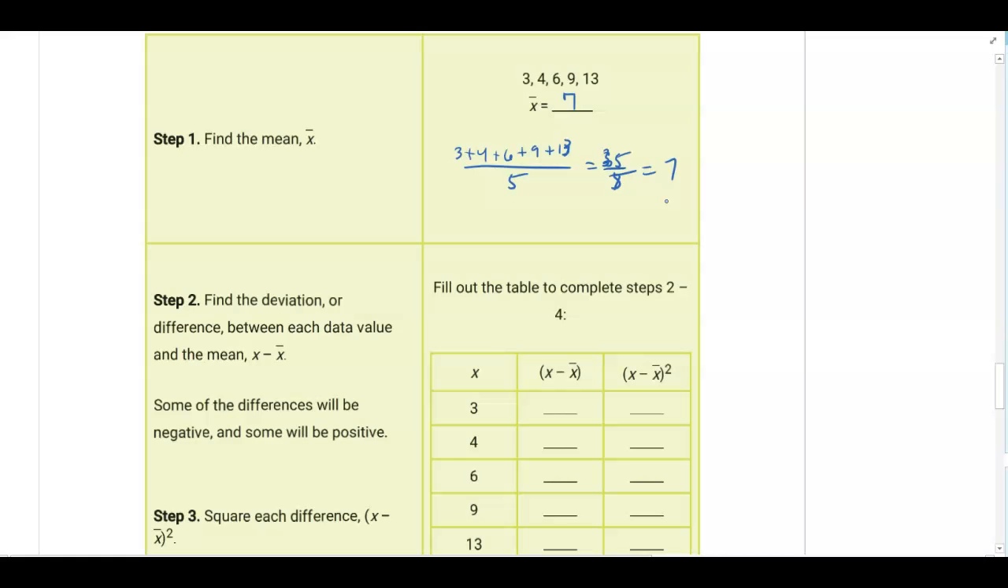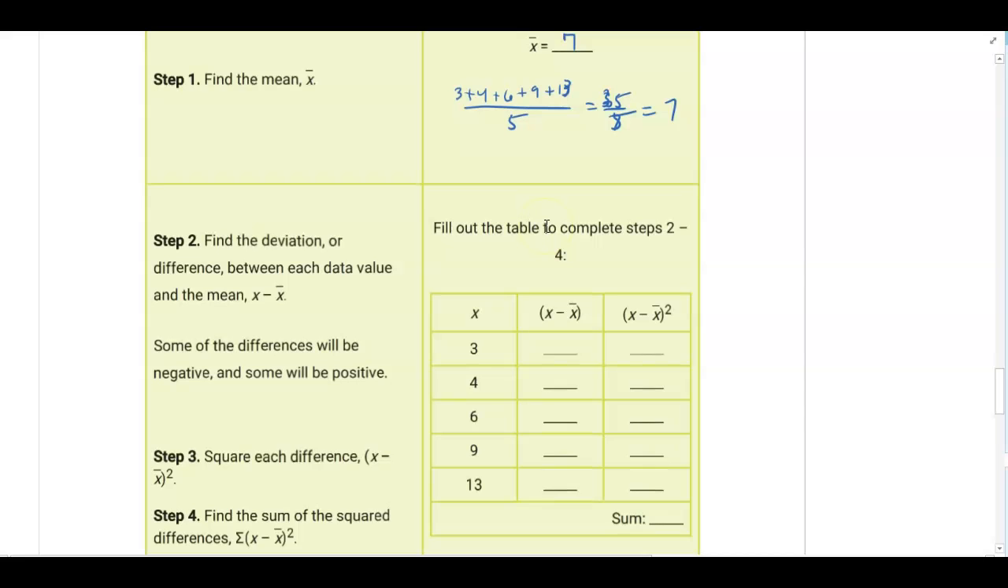So now, the next part they want you to do is take all of these x values and subtract the mean. All right, so we would do 3 minus 7, which is negative 4. 4 minus 7, which is negative 3. Then 6 minus 7, which is negative 1. 9 minus 7, which is 2. 13 minus 7, which is 6.